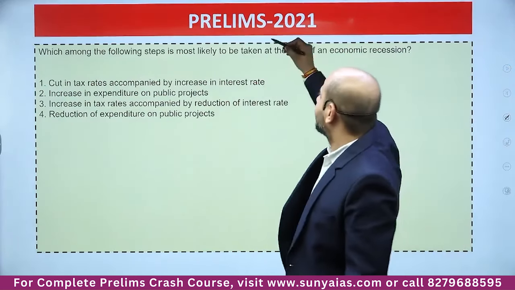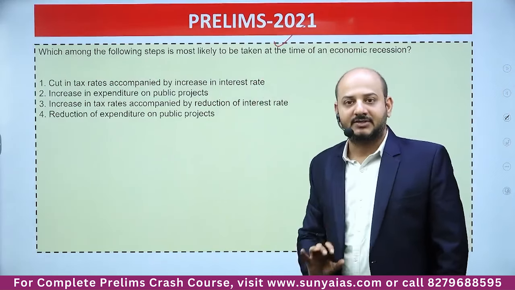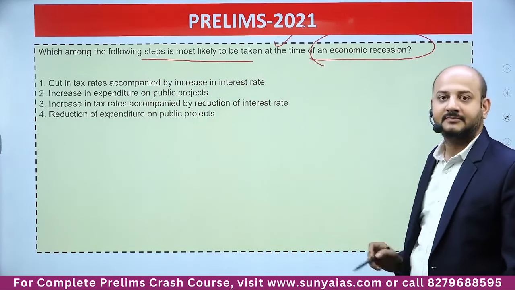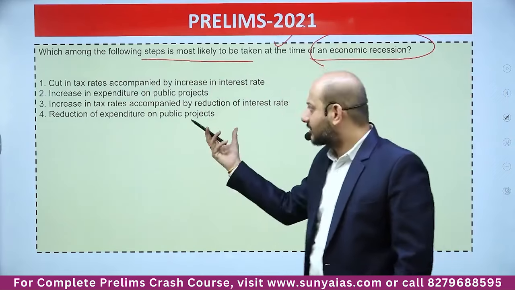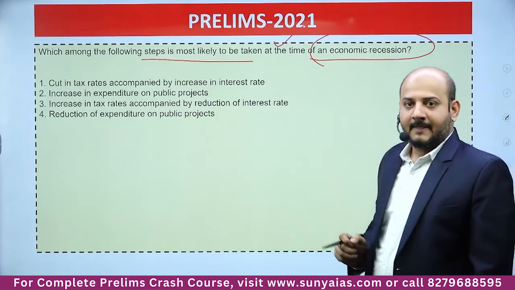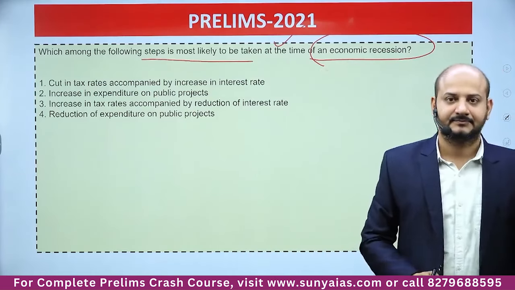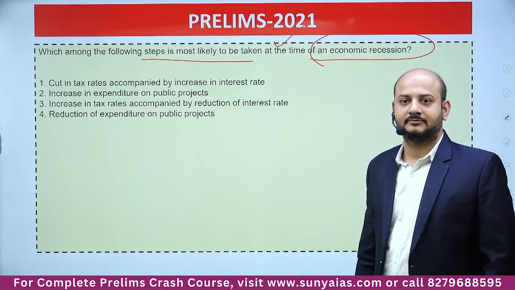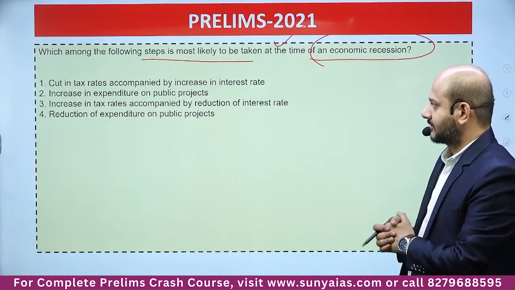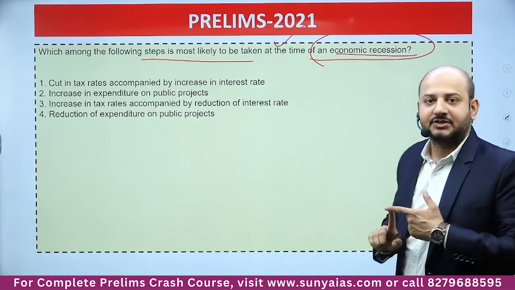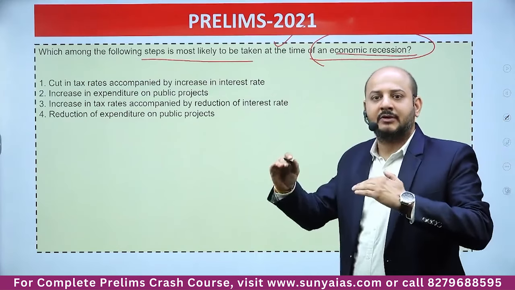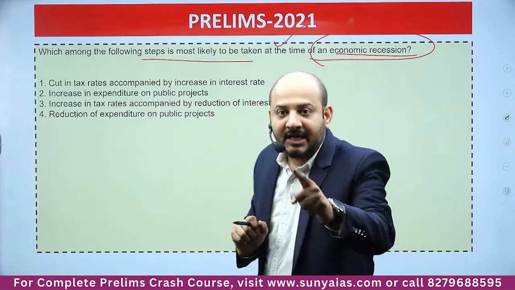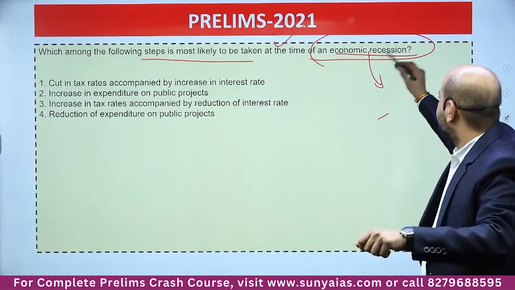Which among the following, look at the Prelims 2021, how important the topic is to you. Which among the following steps is most likely taken at the time of an economic recession? What will an economy do? Look at the question, take 1 second and mark the answer. Dekho, at the time of economic recession, students, economic recession means economic slowdown, economic activity is not picking up, people are not transferring monies, banks are not ready to lend. Yahan pe ek word hai, we will be talking about it, that is called doom's loop.